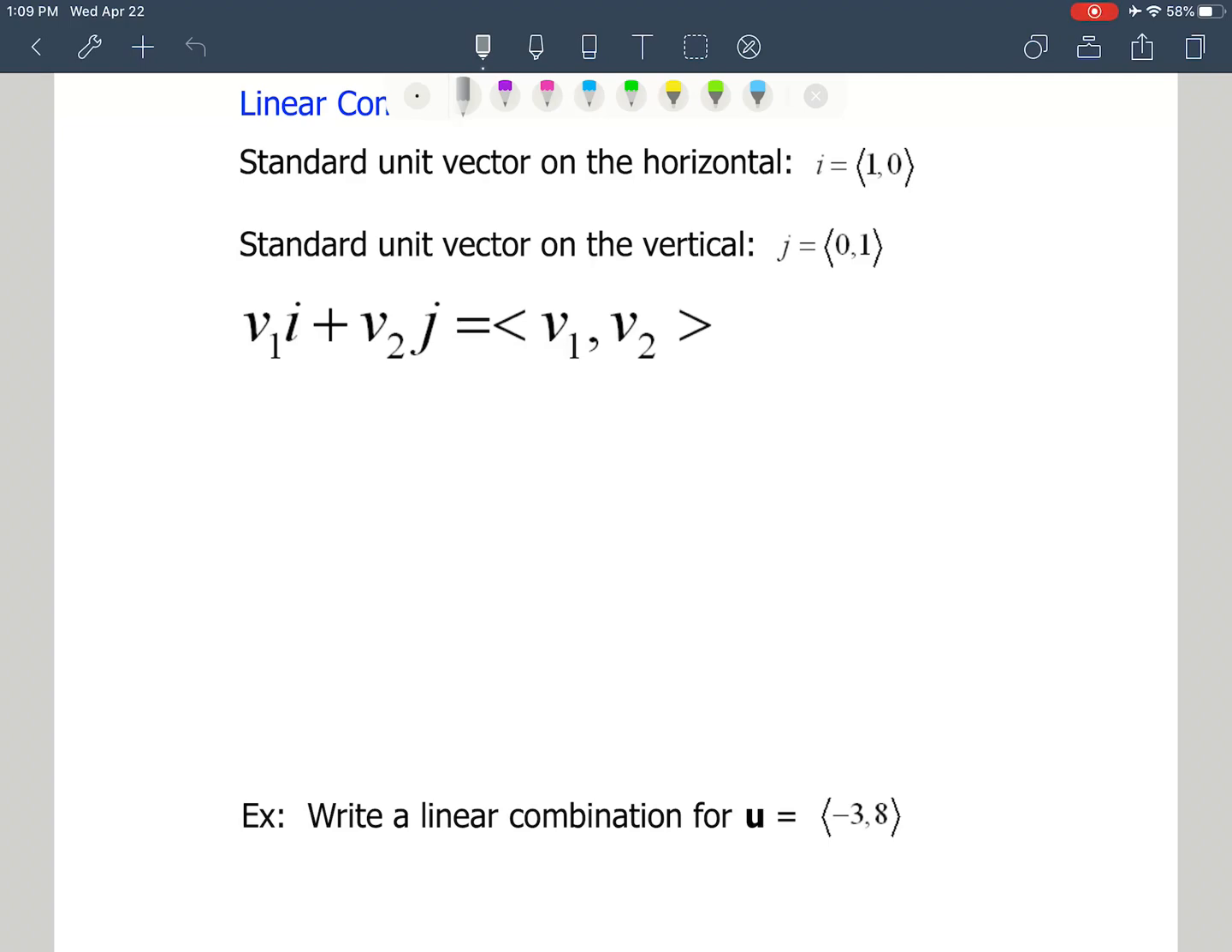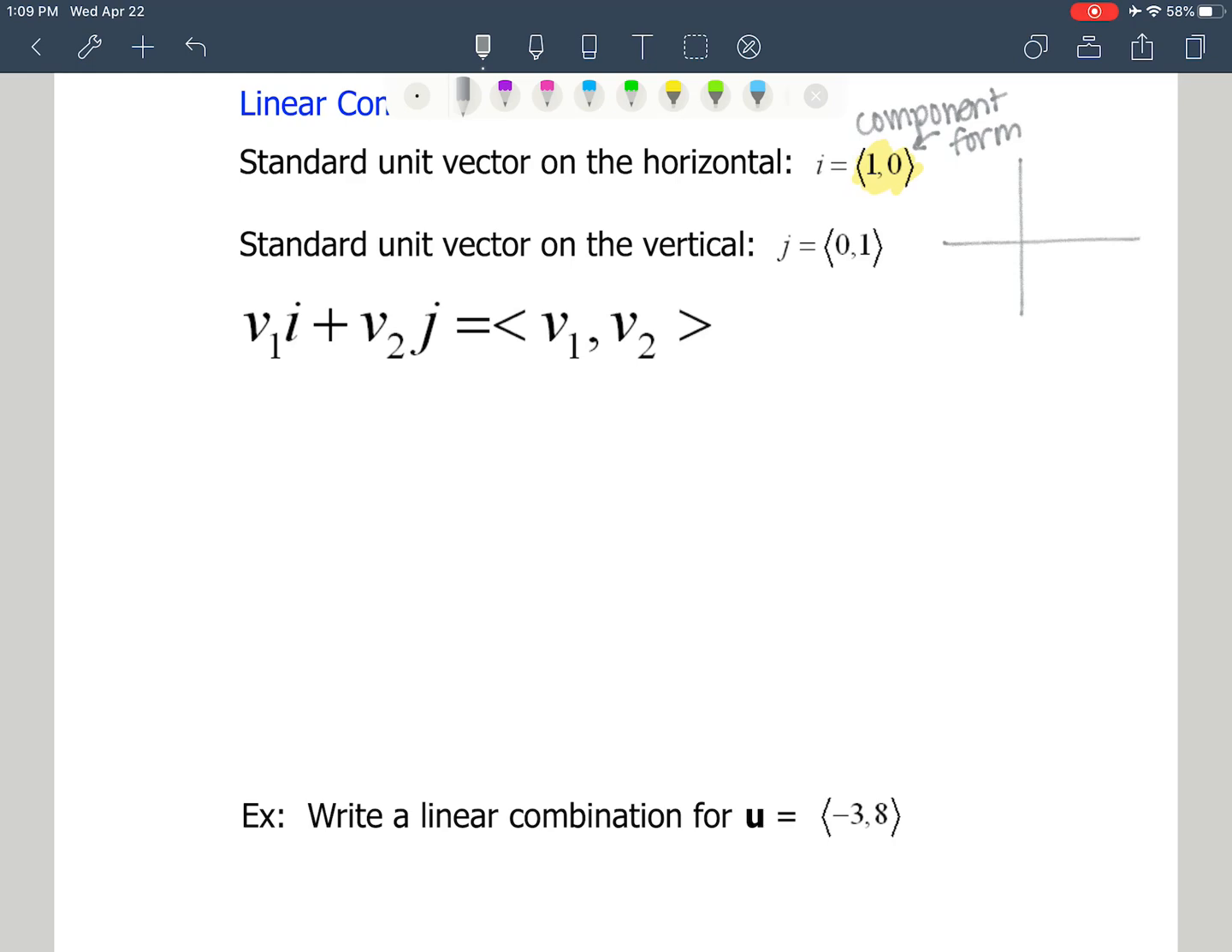So a standard unit vector on the horizontal is 1, 0 in component form. So this is component form. Component form. And a standard unit vector on the vertical is 0, 1.